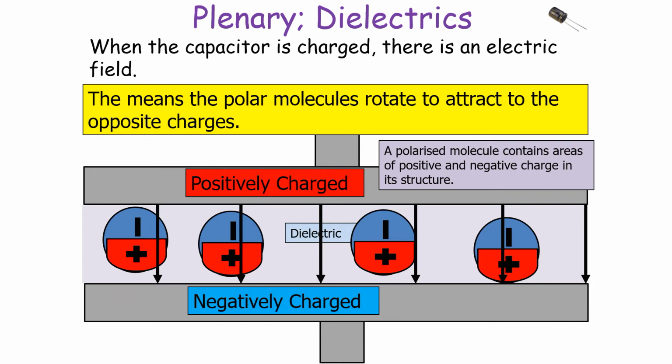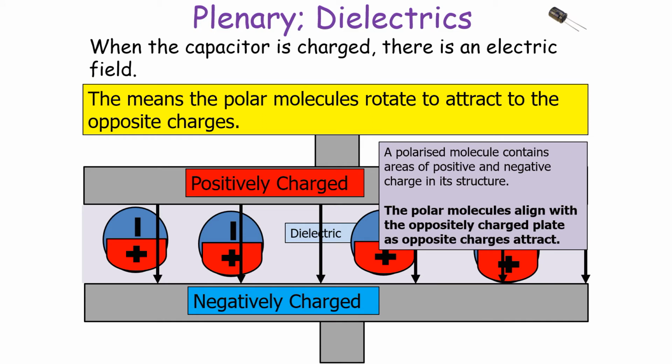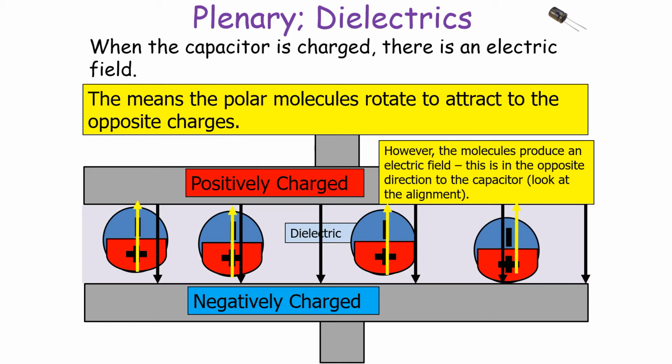This means the polar molecules rotate to attract the opposite charges. So it's important that the polar molecules align with the oppositely charged plate, as the opposite charges attract each other. So this will produce an electrical field in the opposite direction to the capacitor. Look at the alignments of the charges to observe this.